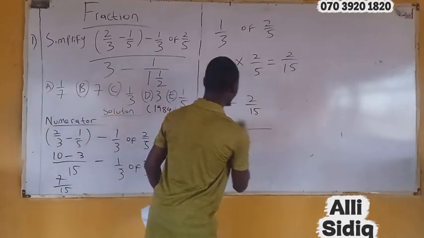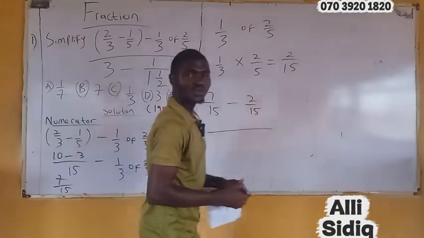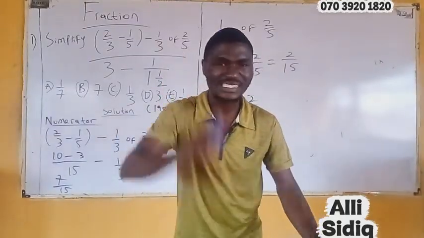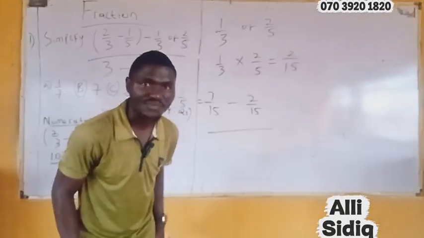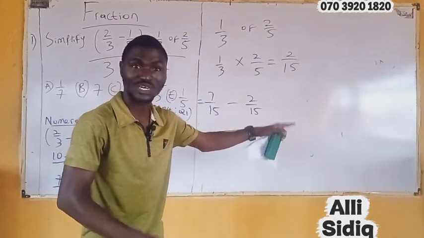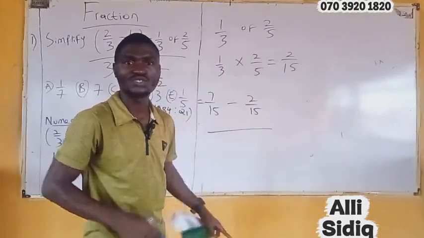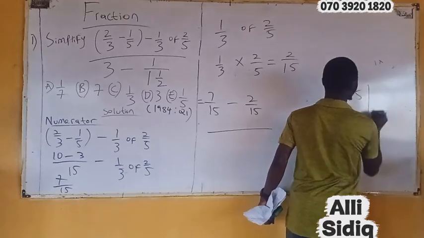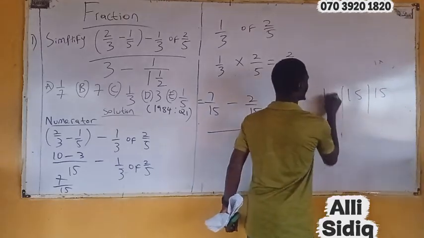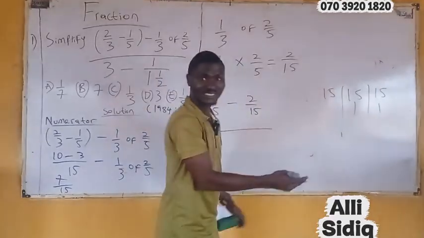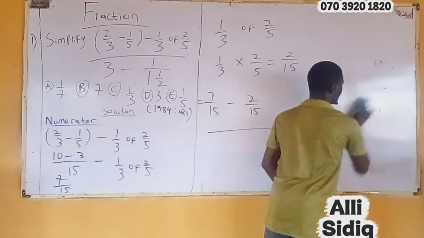So we look for the LCM of 15 and 15. When you're looking for the LCM of the same exact number, it is that number. You don't need to go through the normal process of LCM. Let me just go through it. 15 in 15, 1. 15 in 15, 1, 2. I have 15. That's the reason why I said the LCM of the same number is the same number.